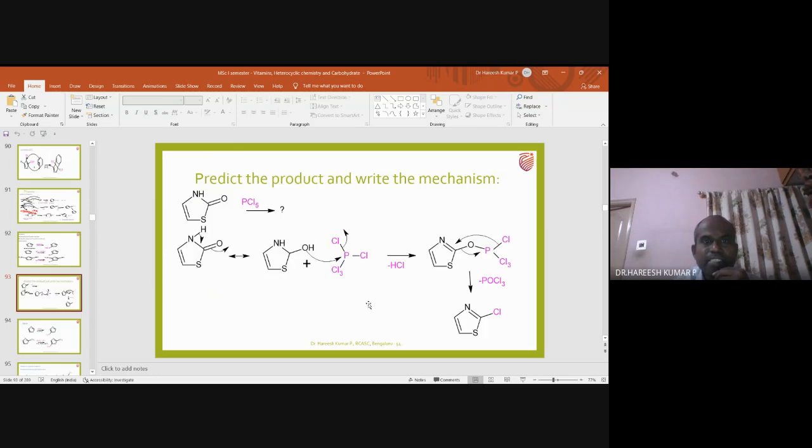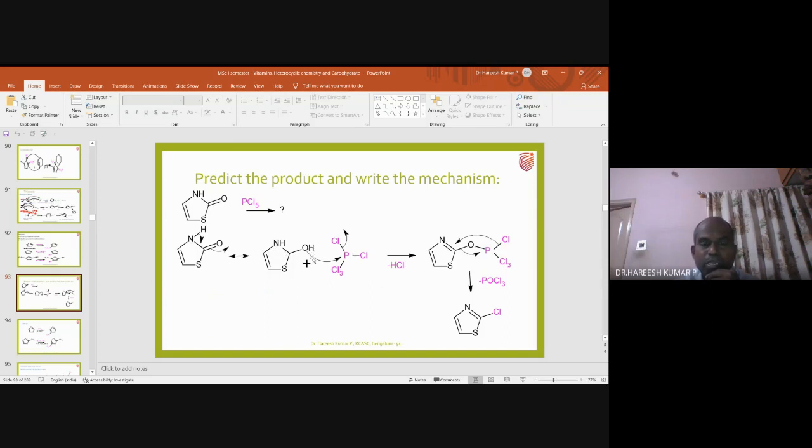Next, this is again a question framed. Predict the product and write the mechanism. Up to this, including this equation, is the question. So how can you answer? You know that this is an amide. An amide is usually in equilibrium with the amide enol. So there is a double bond here, so there is no NH, there is a double bond. That means this proton is moved from nitrogen to oxygen. That means here there is a double bond and OH.